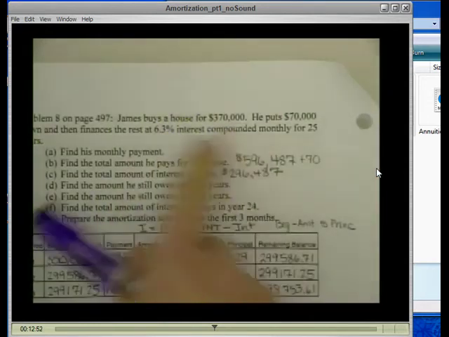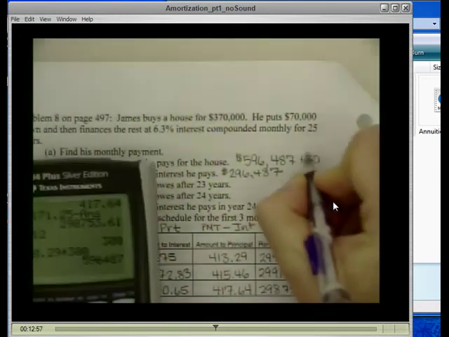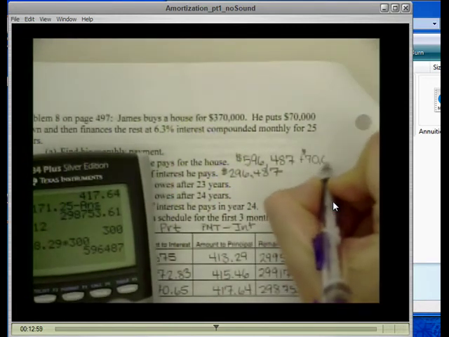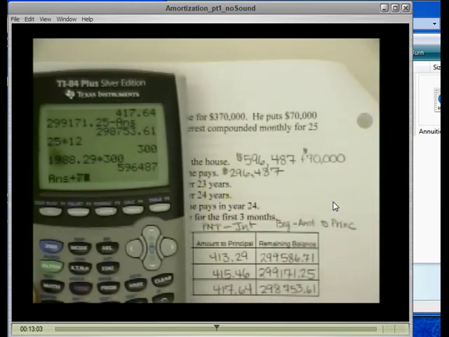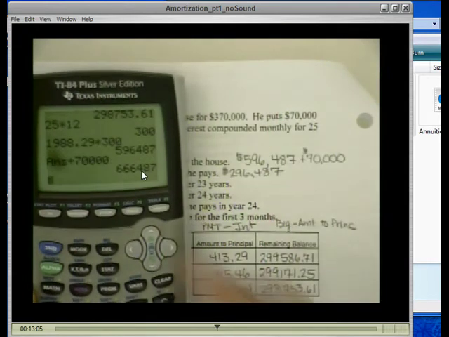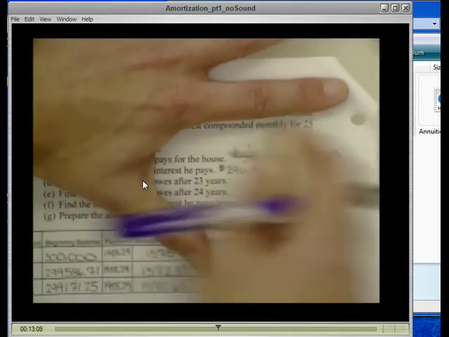So now I'm going back to add the $70,000 in. It won't change the amount of interest you pay. So, in fact, the total he paid for his house was $666,487.